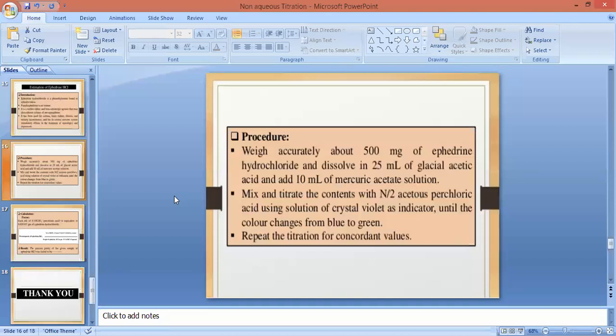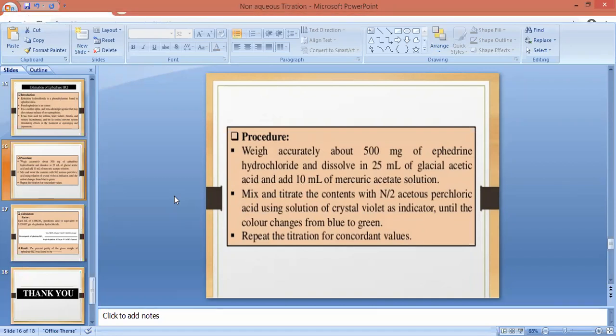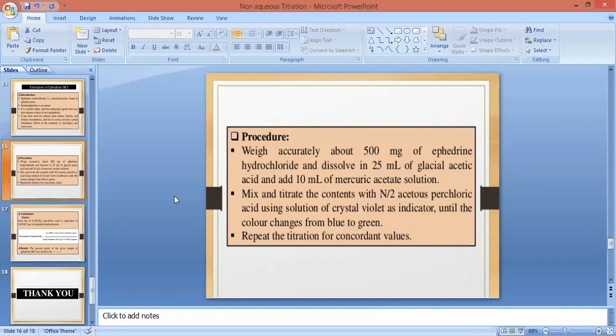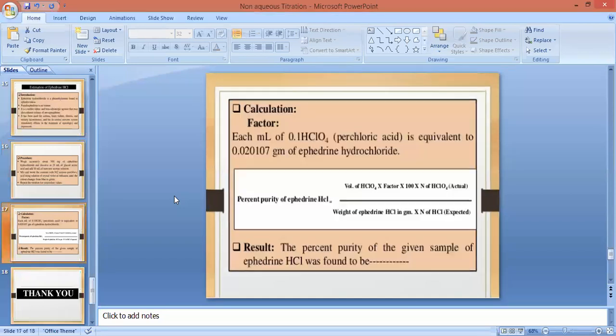Formation of green coloration will indicate the end point of titration, that is, no more ephedrine hydrochloride will be present in conical flask to react with standard solution of acetous perchloric acid. That indicates the end point of titration.